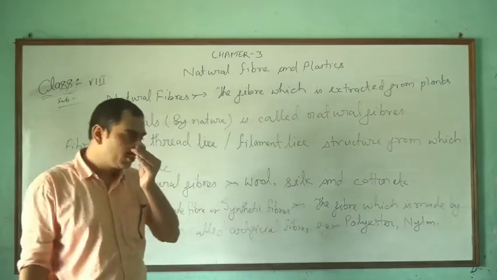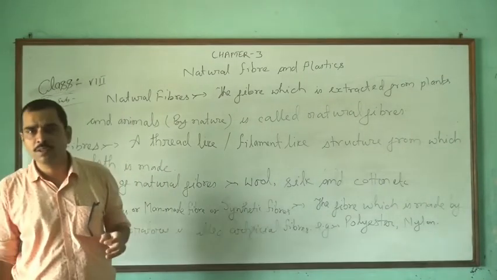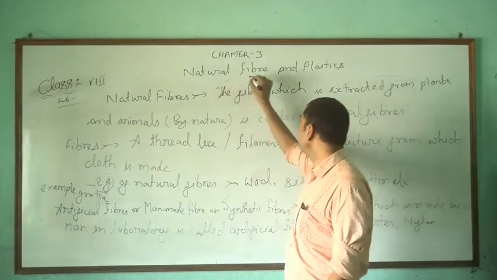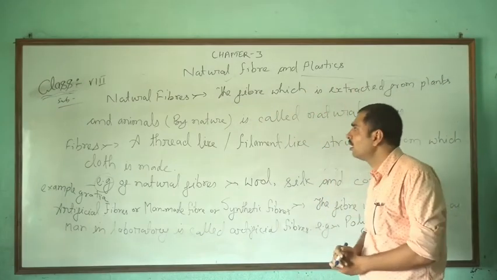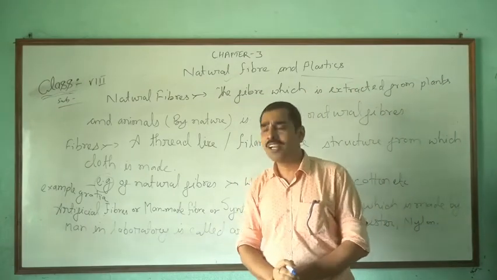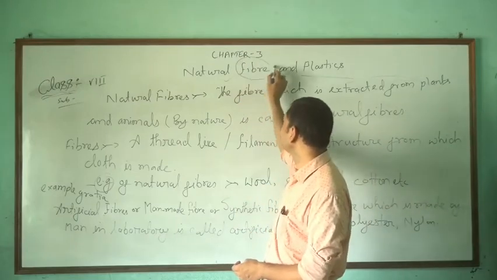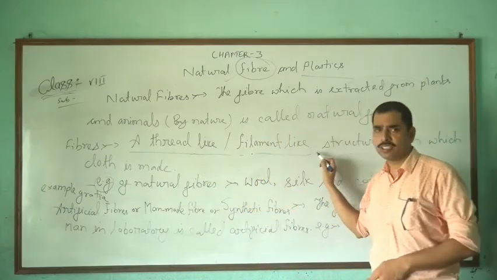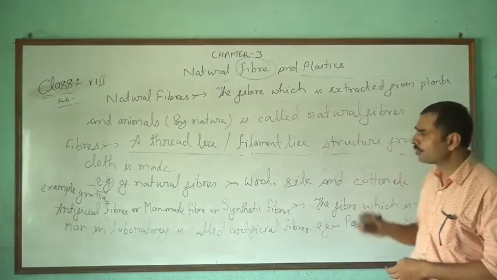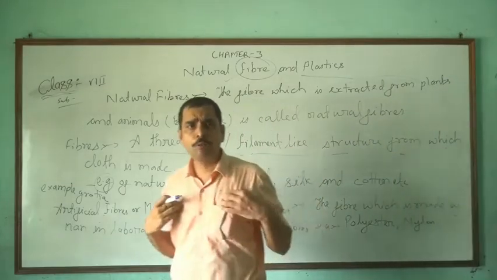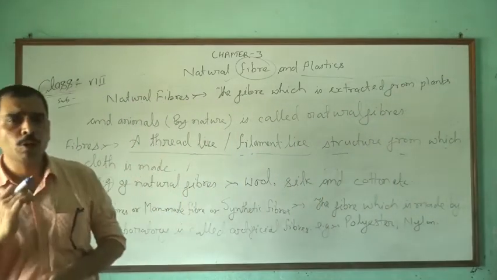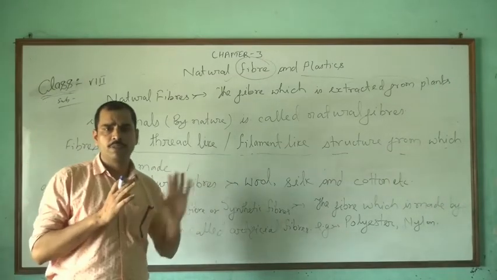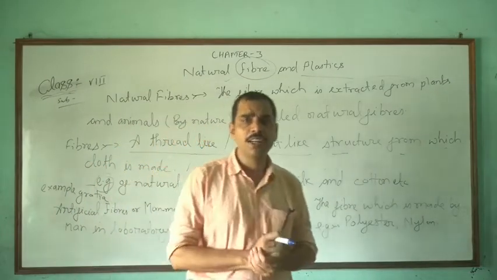Good morning, students. Today we start with the new chapter, chapter one of chemistry, that is natural fiber and plastics. The first thing which comes to our mind is: what is fiber? Fiber is a thread-like or filament-like structure from which cloth is made. We all wear clothes, and that cloth is made from filament or thread-like structures called fiber. The fiber is, I think, clear.